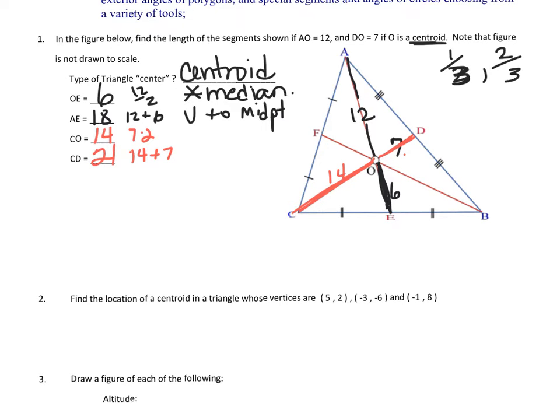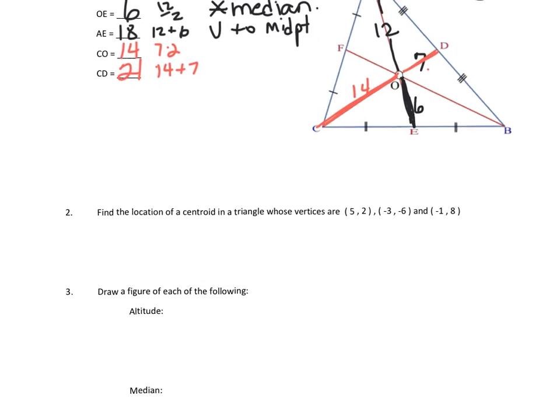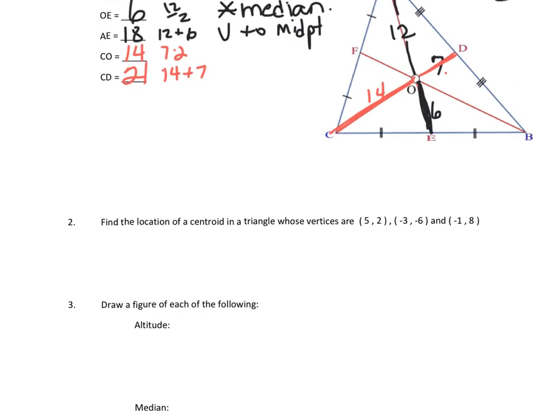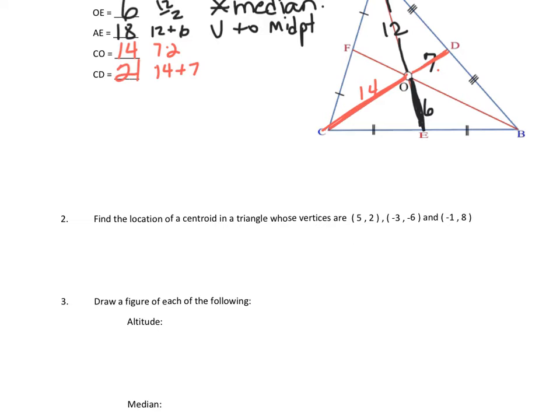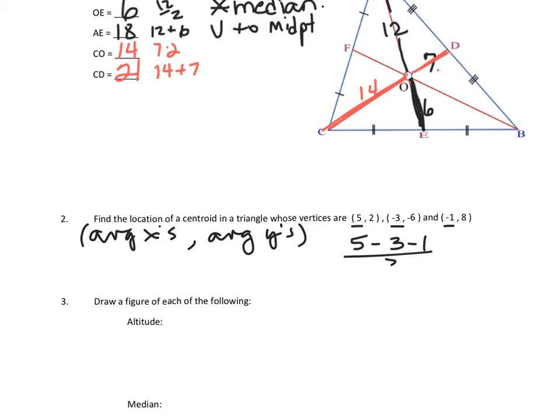You are going to have a question about centroid, okay? Find the location of a centroid whose vertices are these points. Remember, you find the average of all the x's and find the averages of the y's. Average of x's, average of y's, and it's a coordinate. So if you take the average of 3 numbers, you have to divide by 3. So add the 3 x's together, 5 minus 3 minus 1 divided by 3, and add all the y's together. 2, negative 6, and 8.